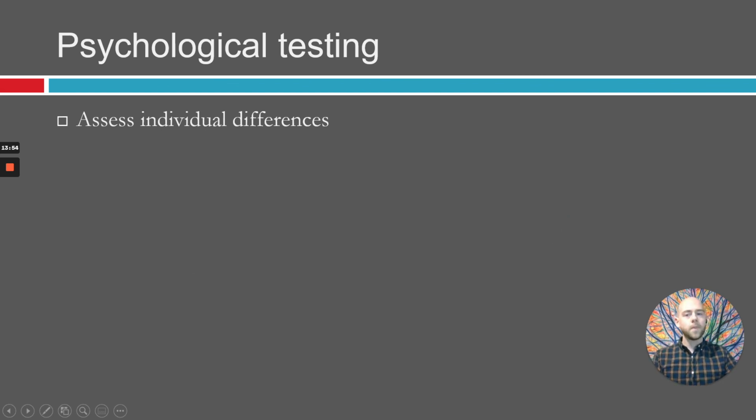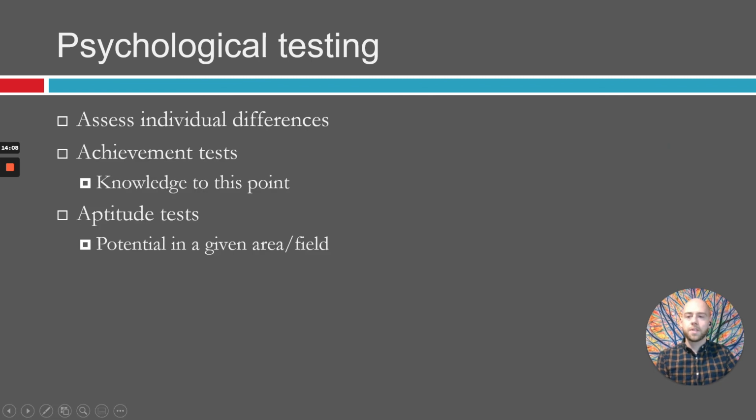So psychological testing, similar in many ways to survey research, but it's usually longer and more intensive in some ways, and is going to give you a more finer grained test of individual differences, like trying to look at intelligence, for example. You might use achievement tests to look at someone's knowledge, or aptitude tests to look at their potential, like a GRE or an SAT or an ACT.